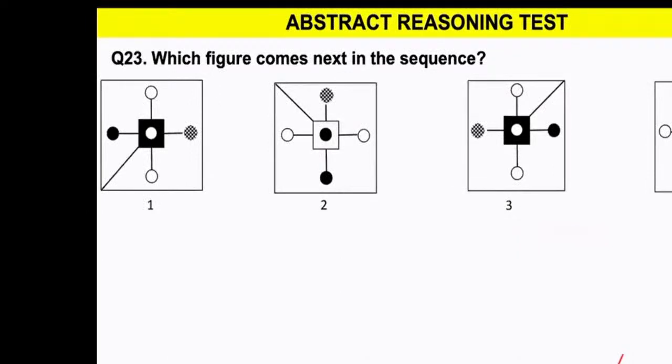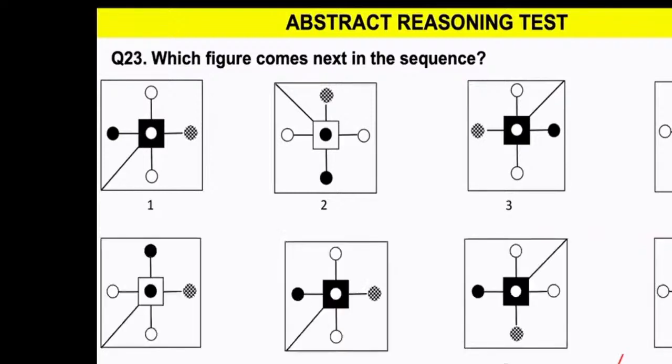Here's another one. Question 23. Which figure comes next in the sequence? So we have 1, 2, 3, 4. We have to decide which one would come next in the sequence from the answer options A, B, C, or D. And when we first look at these shapes and patterns, they are confusing. But if we break it down in a simple process, we can easily answer the question.